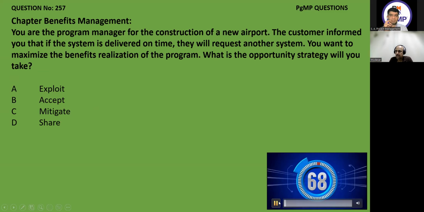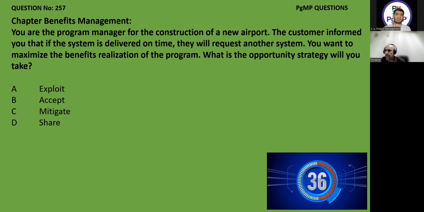You are the program manager for construction. The customer informs you that if the system is delivered on time, they will request another system. You want to maximize the benefit realization of the program. What is the opportunity strategy you will take? Exploit, accept, mitigate, share. It's a positive opportunity, it's not a threat. So I would want to exploit it in order to take benefit.